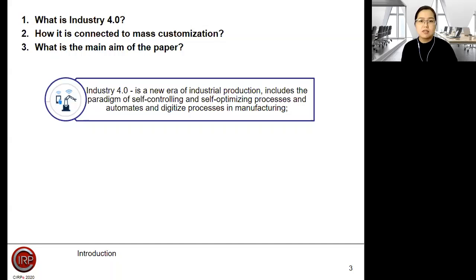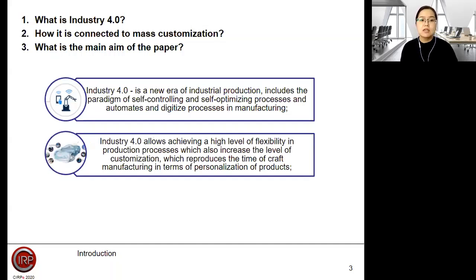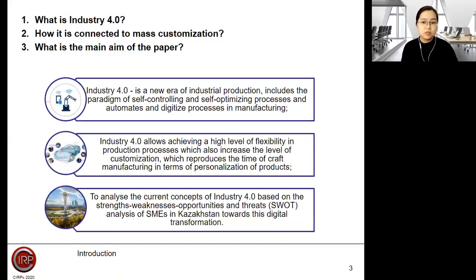So how is it connected to mass customization? Industry 4.0 increases the flexibility of production processes, in order to fabricate products with a high level of customization that in some way resembles craft manufacturing. And the main aim of the paper is to analyze the current concepts of Industry 4.0 based on the strengths, weaknesses, opportunities, and threats (SWOT) analysis of SMEs in Kazakhstan towards this digital transformation.